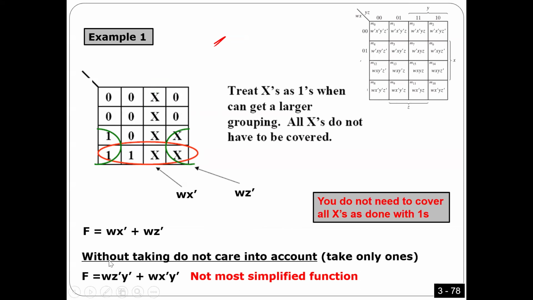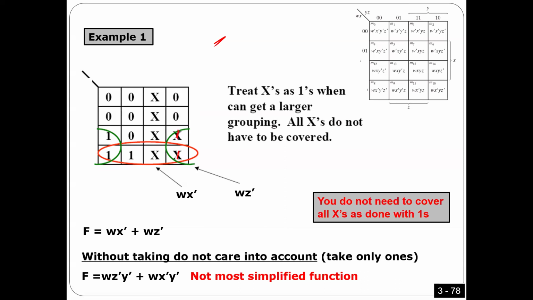In this specific problem, I can make a group this way. This is one group, okay? And this one can also be one group. I can make two groups this way, but actually, I can simplify it more. You know how? If this don't care, I can consider it one. Considering it one means I'm going to output one when this input comes.